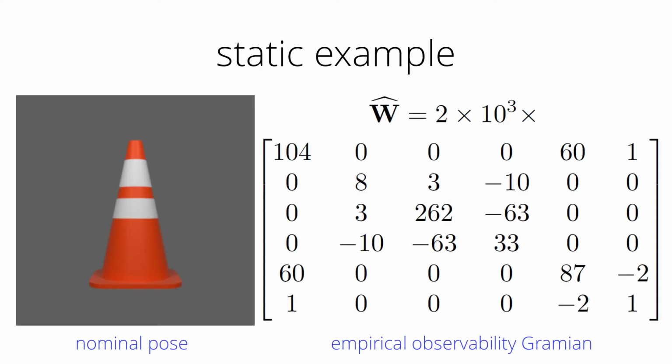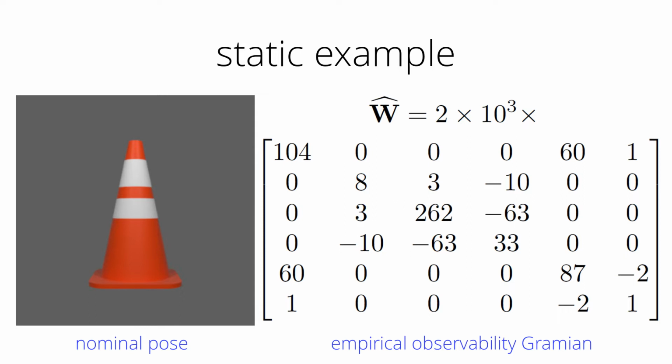And so with that, we can now apply the empirical observability gradient. This is a static example, so we're considering a non-moving object. On the left, we have the nominal pose, and on the right, we have the empirical observability gradient. There's a lot of information we can extract from this matrix, but one thing is that the diagonal elements represent how much changing each of the states independently will change the corresponding camera image.